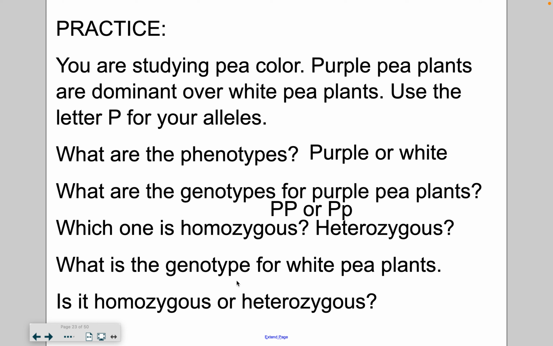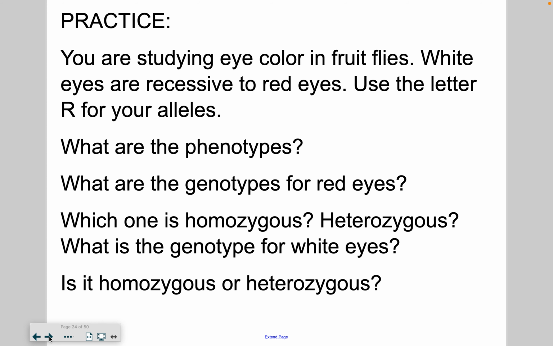What is the genotype for white pea plants? Little p, little p. Okay, so white is recessive. The only way you can show the recessive trait is to have two lowercase letters. Is it homozygous or heterozygous? And that will be homozygous because the letters are the same.